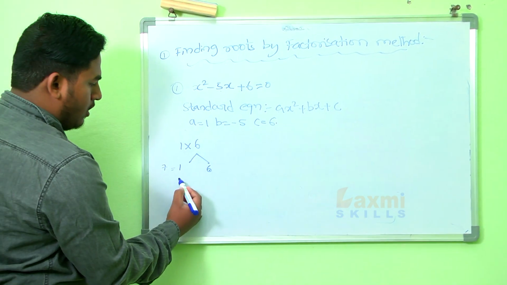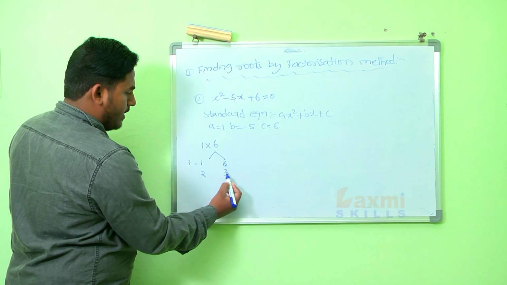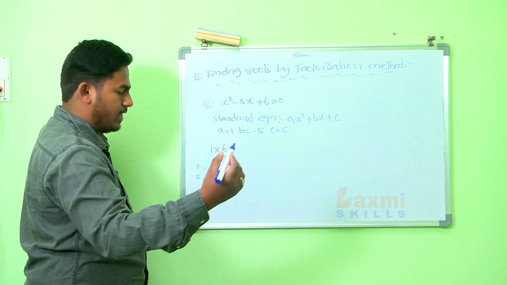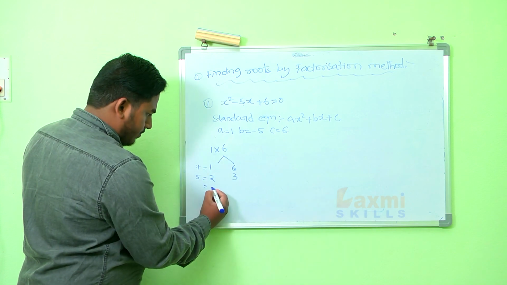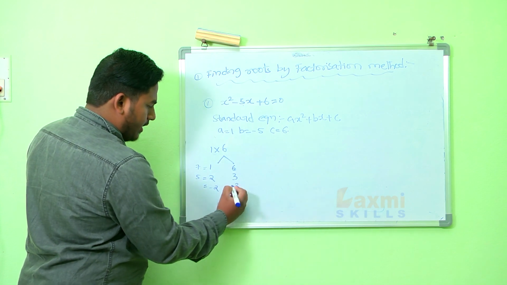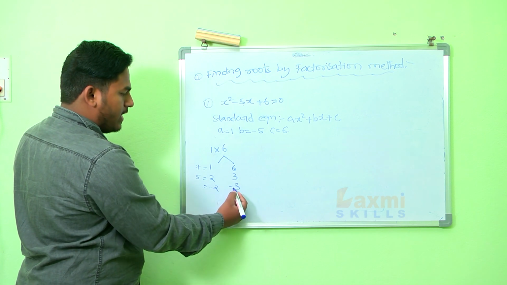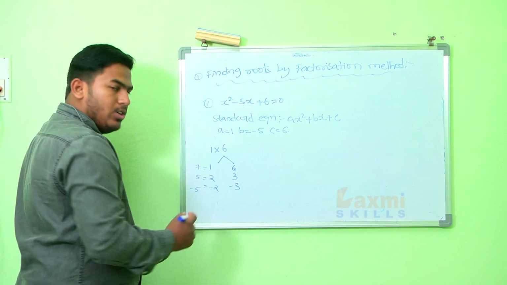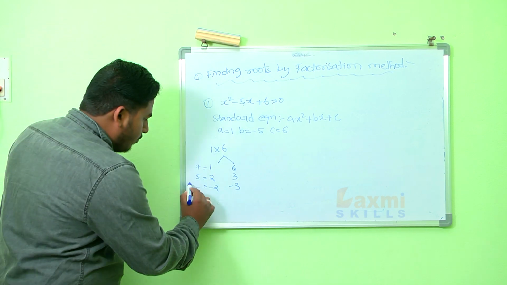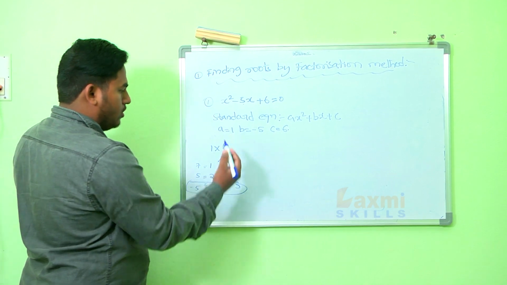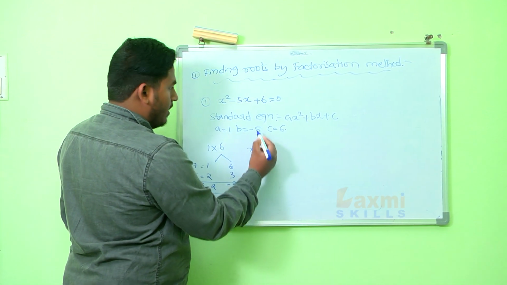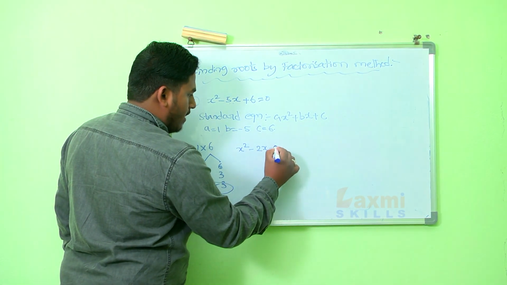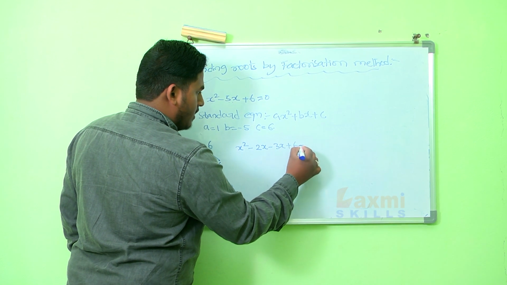Next go for another one. 2 into 3 is 6, and 2 plus 3 is 5. Note it is minus 5, not 5. So move on to the next step, that is minus 2 minus 3. Minus into minus is plus, so 2 into 3 is 6, and minus 2 minus 3 is minus 5. So we can take the minus 5 from here. So x square, this 5x can be resolved into minus 2x and minus 3x plus 6.